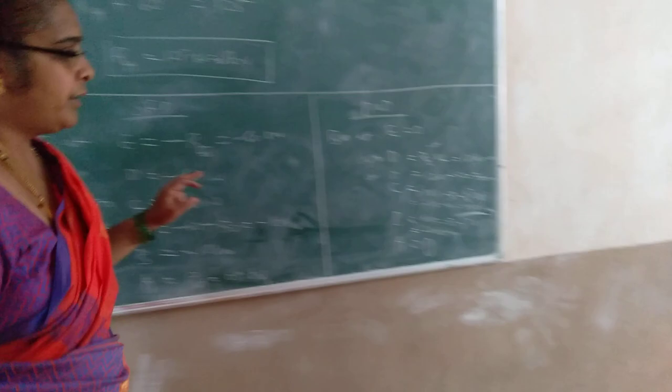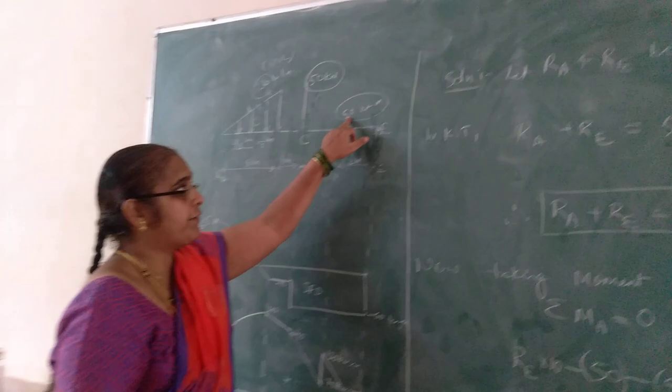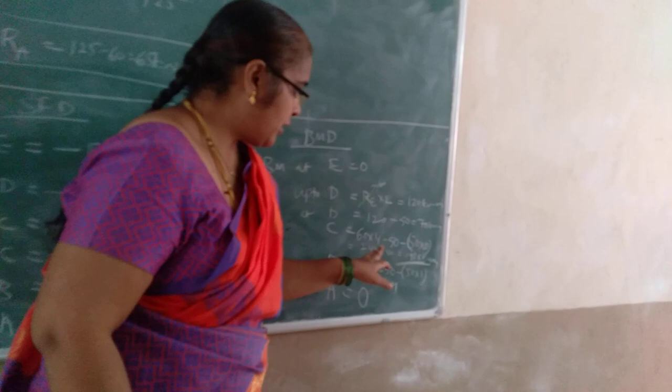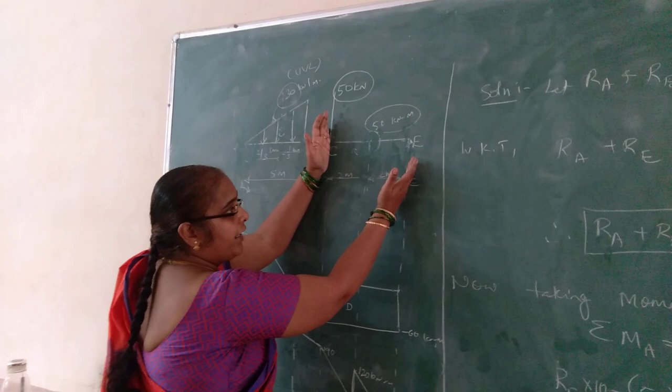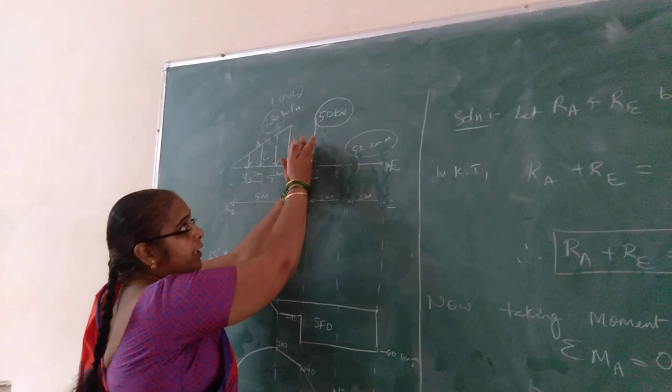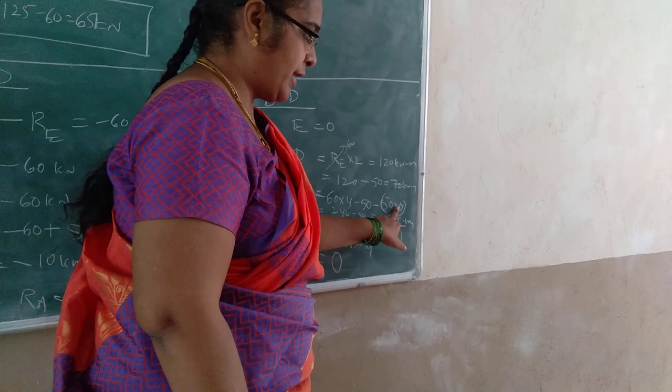Next, at D, that is up to D, it is RE into 2. At D, there is one more bending moment. The direction is given as 50, so you have to subtract this. Since it is negative direction, RE into 2 is 120 minus 50, it comes to be 70. Next, at C. At C, what happens? RE into distance, RE into 4 minus 50 directly. The value comes to be 60 into 4 minus 50 minus 0. The value comes to be 190.